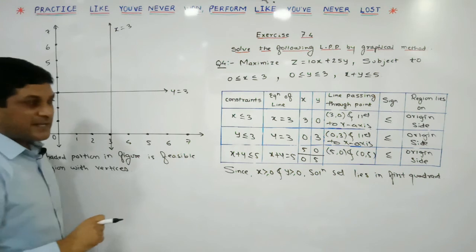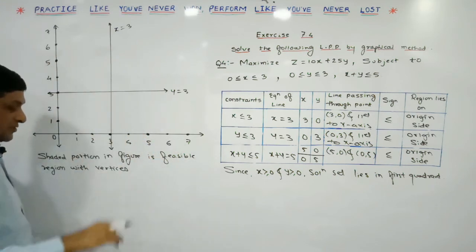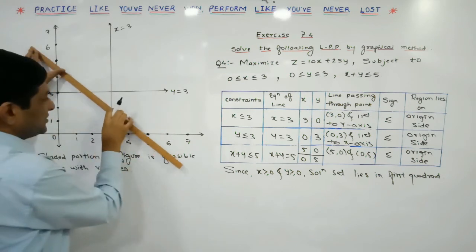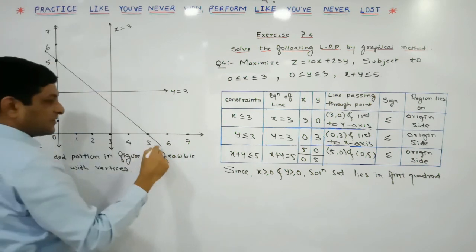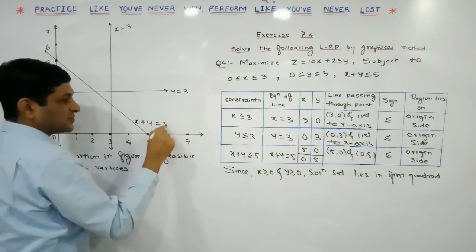The third line passes through the points (5, 0) and (0, 5). So draw a line passing through these 2 points. What is the equation of this line? The equation of the line is x + y = 5.